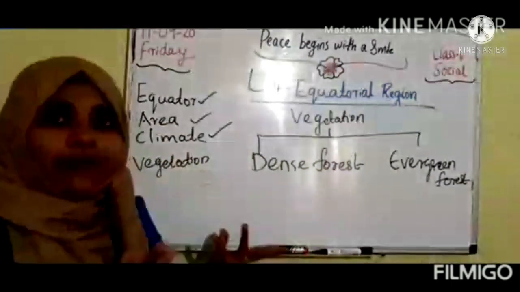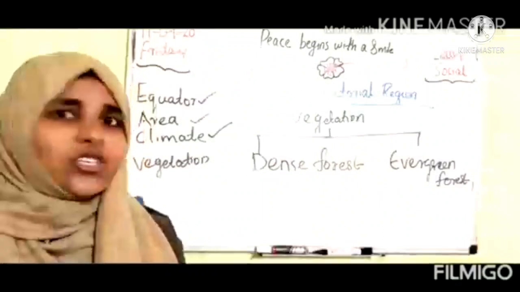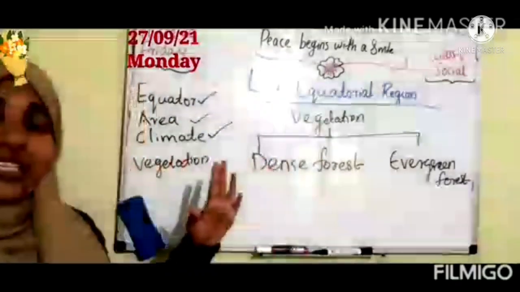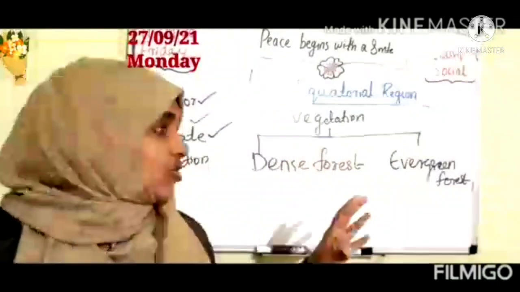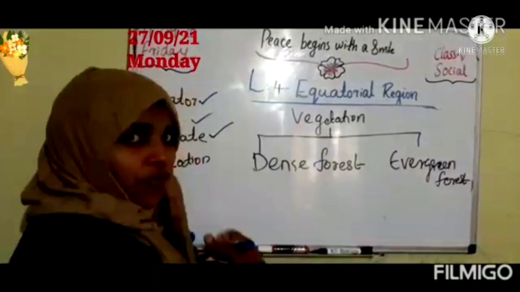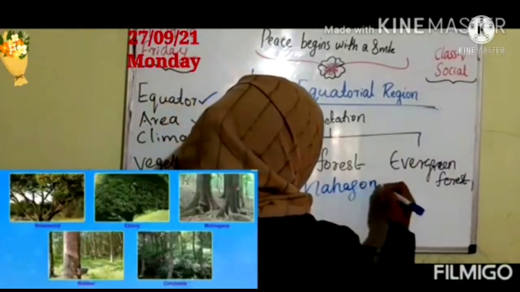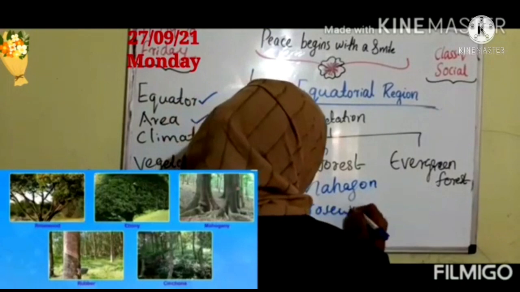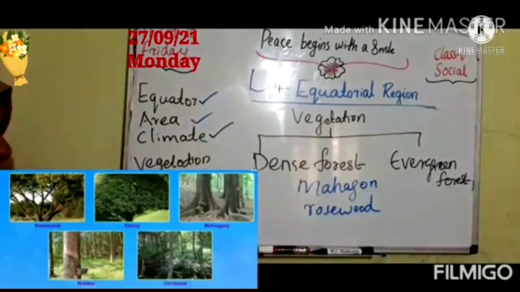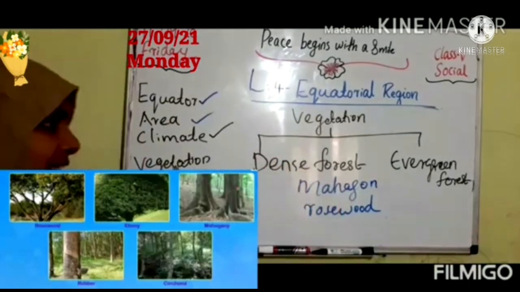And what are the different types of trees present? There is full-time rainfall and it is thick, like a dense forest. So many trees. It is the home for many trees and animals. Types of trees present include mahogany, rosewood tree, rubber tree, and coconut palm. These are the different types of trees we can see in the equatorial region.